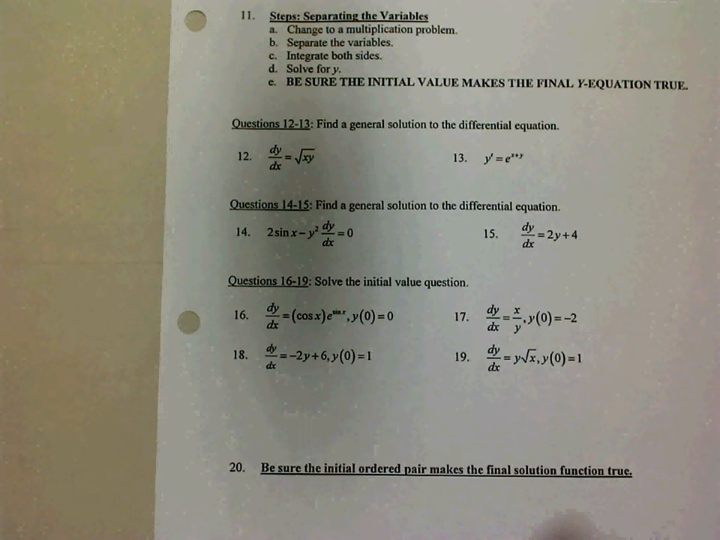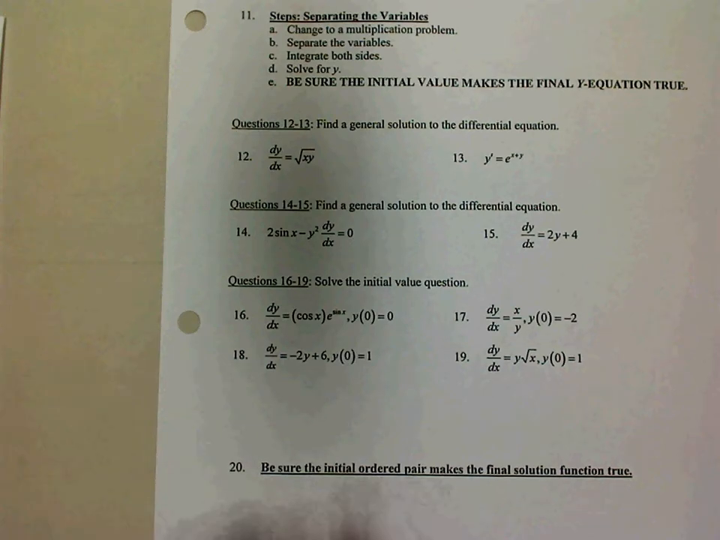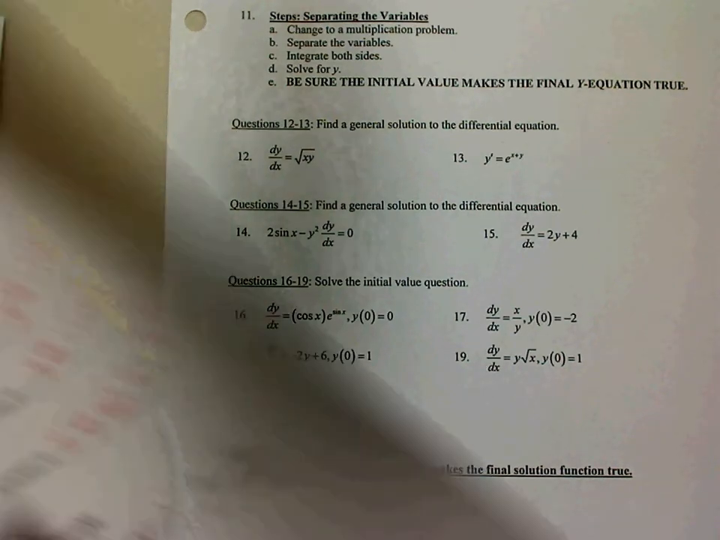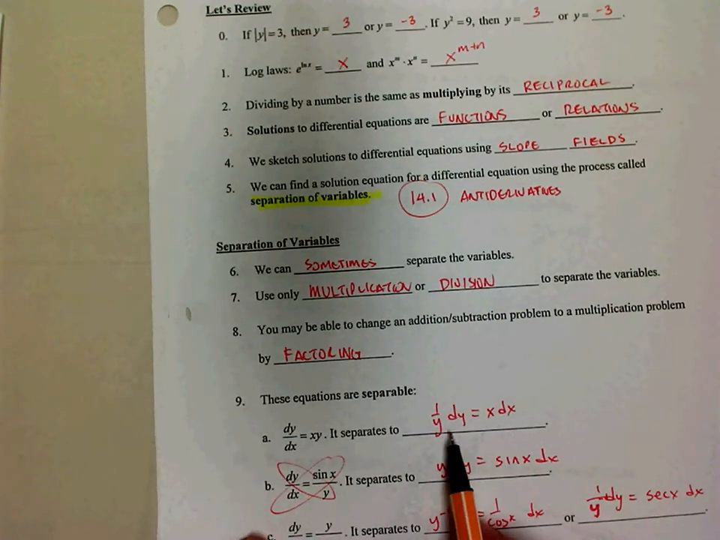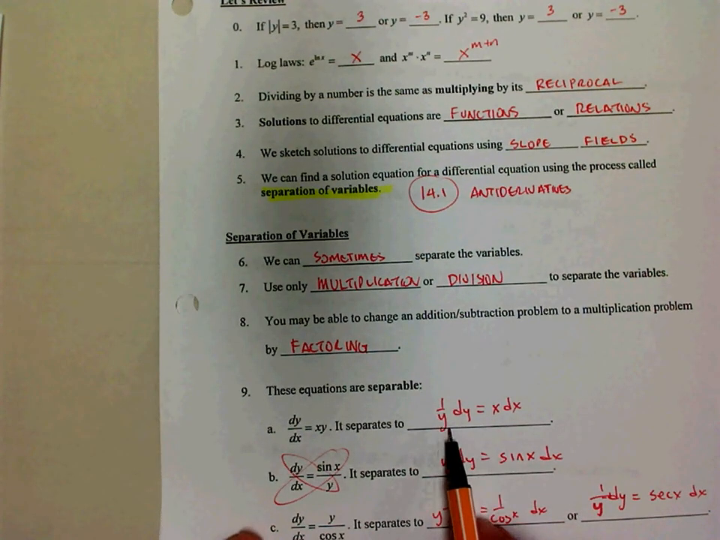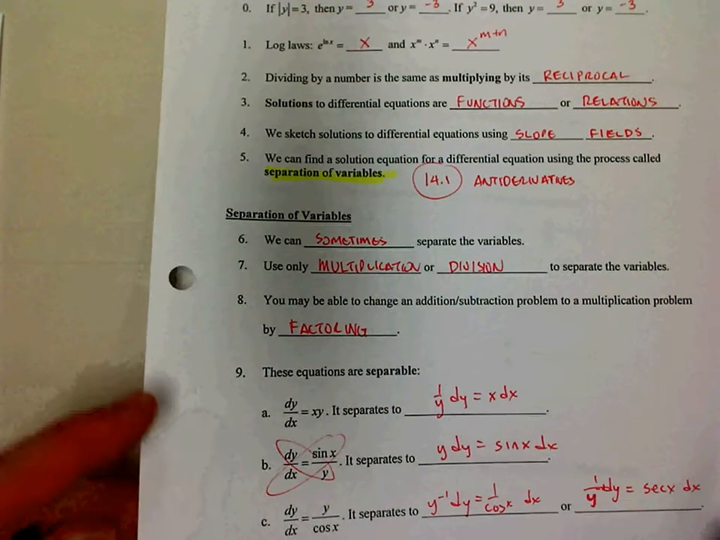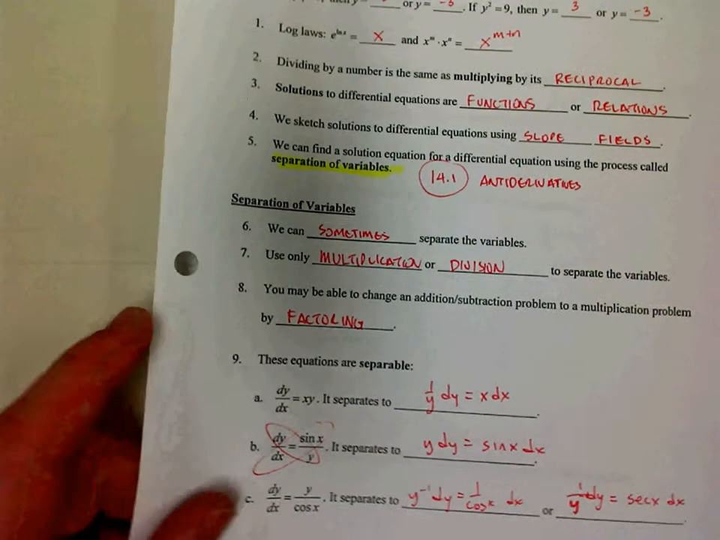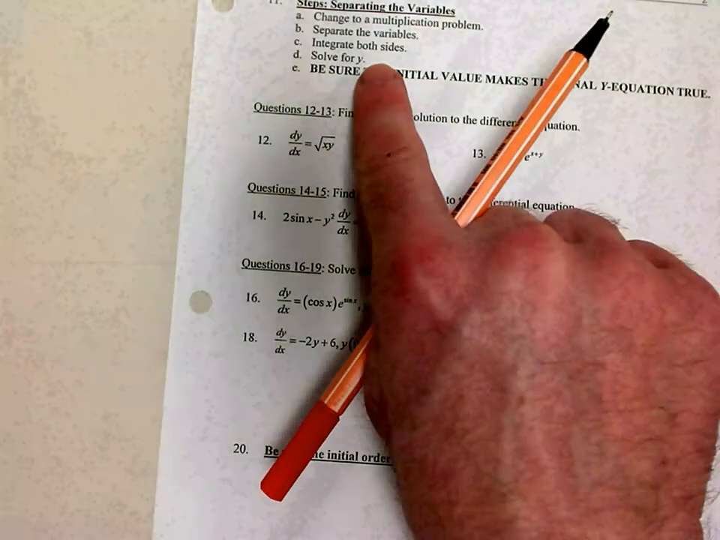Here are the steps that we're going to follow. In separating variables, change any problem to a multiplication problem if it isn't already. Separate the variables, and then we're just going to integrate both sides. Not a bad job here of being able to integrate this. We can take the integral of 1 over y, and the integral of 1 over x. Boom, we're good. Then there may be a little bit of manipulating to get y by itself, that'll be solving for y.